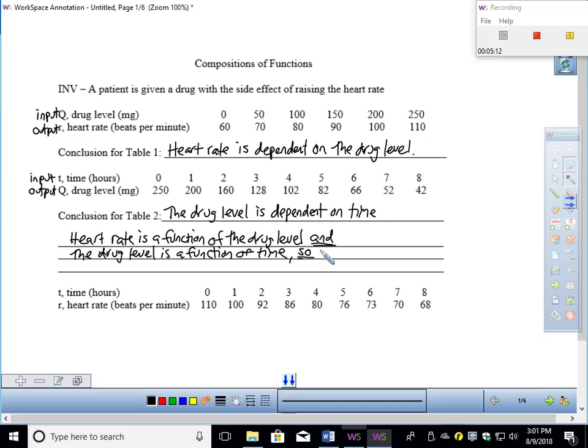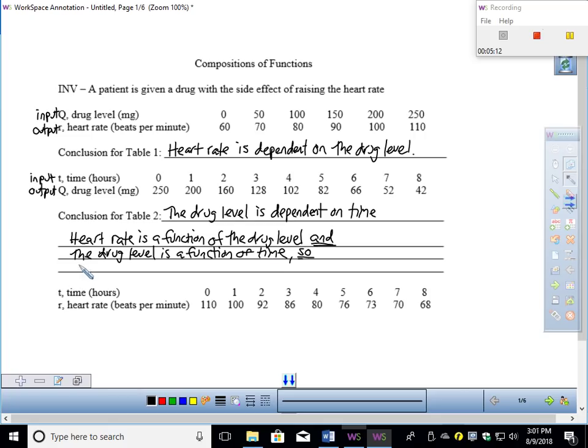So I'm going to read it slowly one time, and I want you to see if you can combine anything together that would make logistical sense here. So, the heart rate is a function of the drug level. And that same drug level is a function of time. So would you agree with me that there is then a connection between the heart rate and time? And that's what I want you to write in.